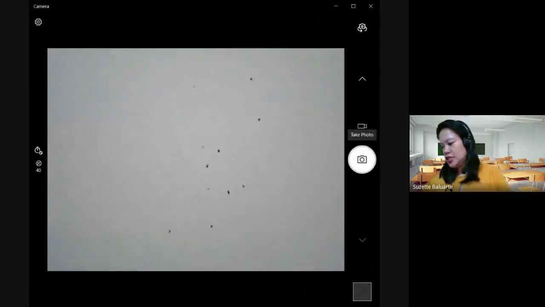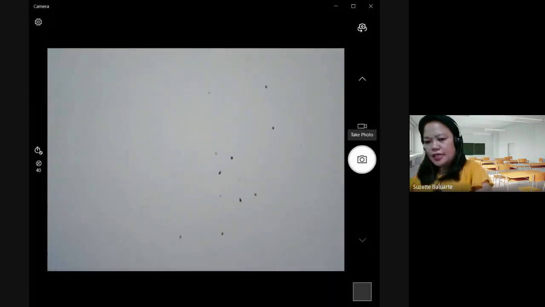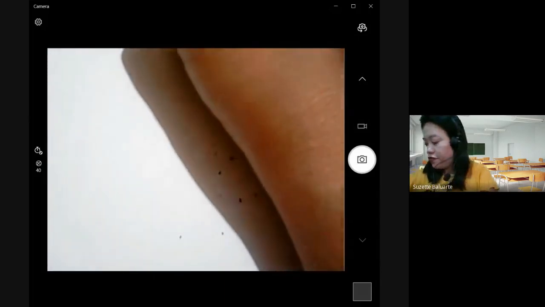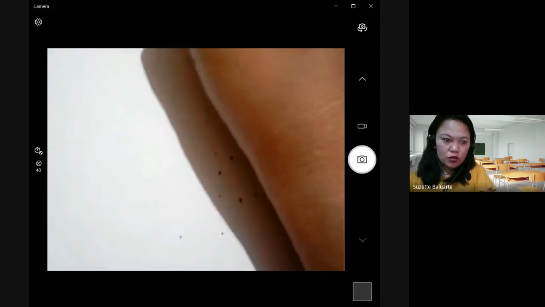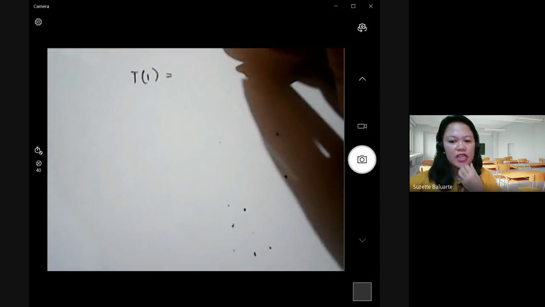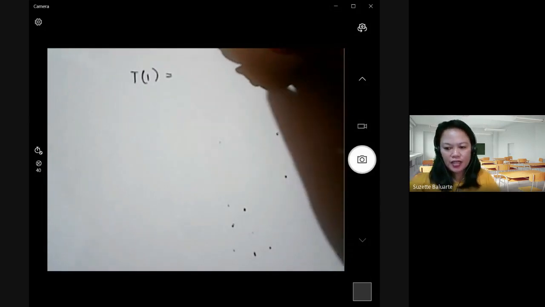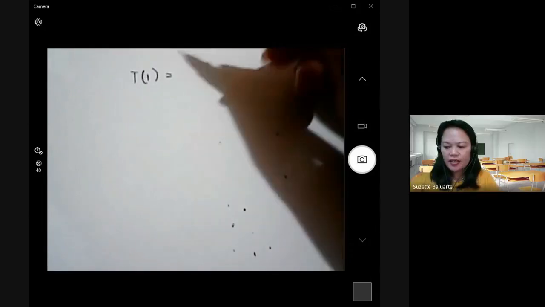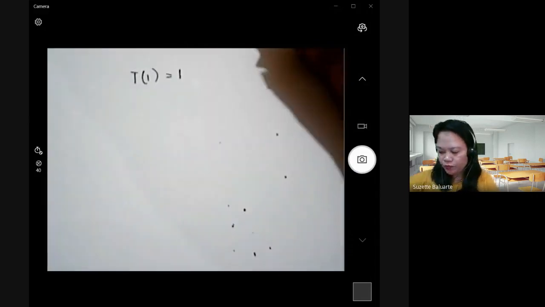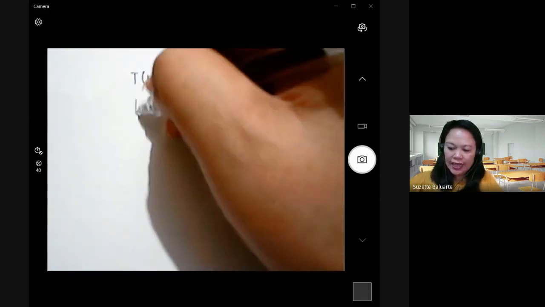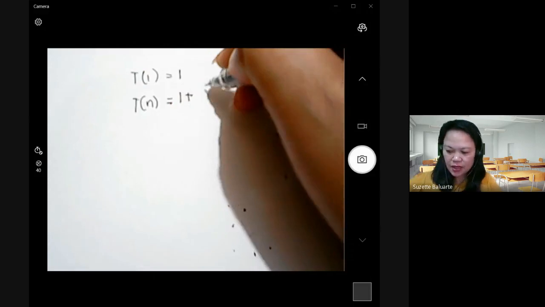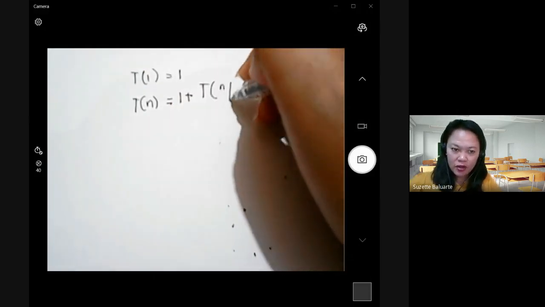Okay, this is just an example of the negative code. So in that case, where is it? Your T of 1 is equal to, sorry, where is it? There. Can you see my screen? Yes, miss. Okay. So T of 1 is 1. In that case, you will say T of n is equal to 1 plus T of n over 2.